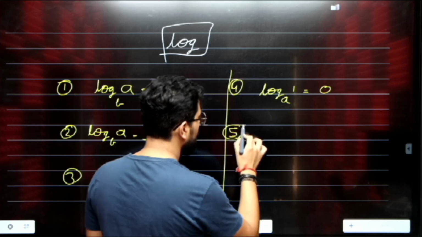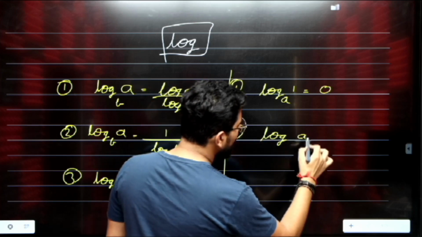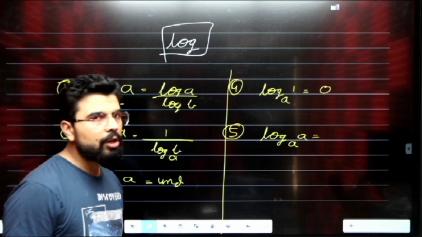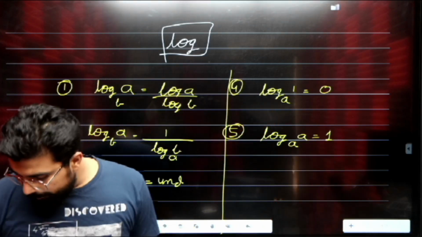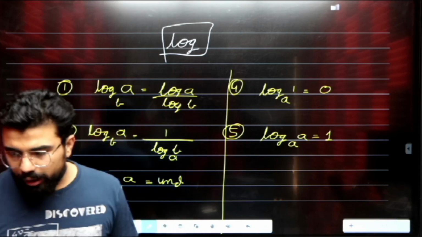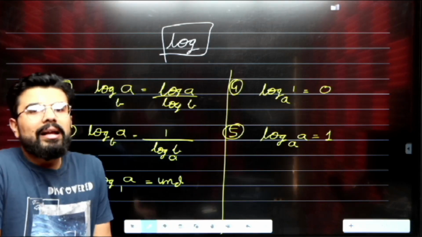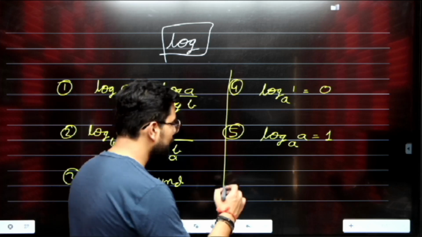Fifth property, log a base a is what? Sir, log a base a is 1. Why? Because I can write it as log a by log a. Whenever I write it as log a by log a, the answer will be cancelled, because log a to log a will be cancelled.